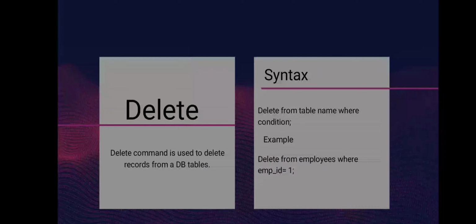The next is delete. Delete command is used to delete a record from the database. To delete the specific record, we are going to use the delete command. The syntax is delete from table name, where the condition you have to put. If you want to delete the specific record from the table, means delete from employee where employee ID is equal to 1. If you run this command, the record 1 will be deleted from the database.